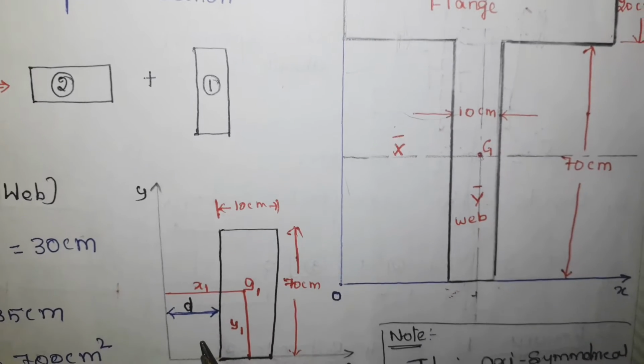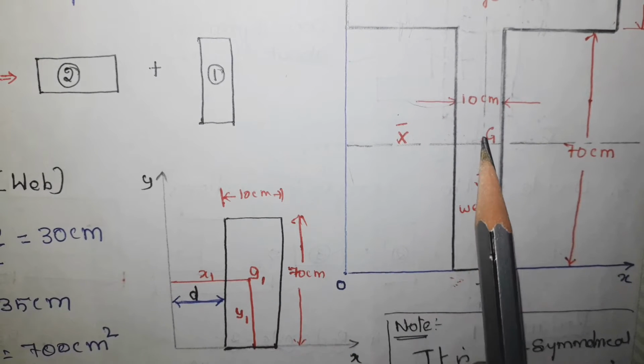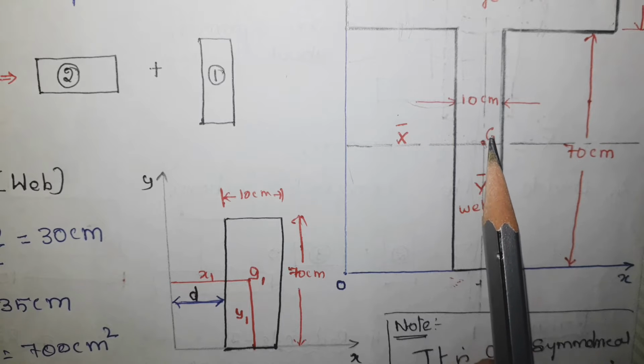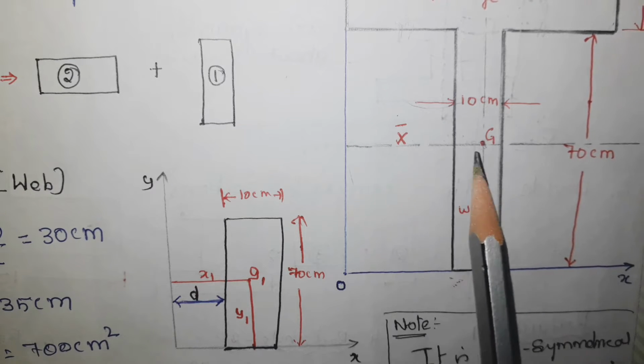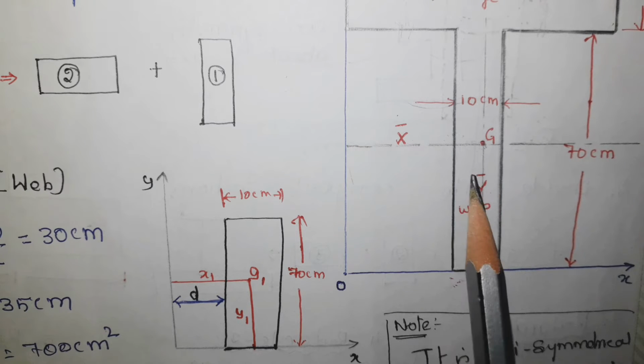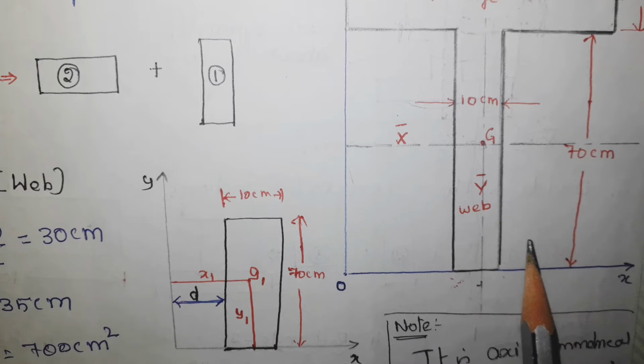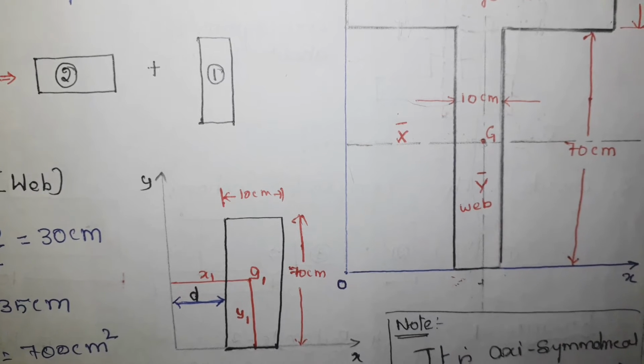And here our main purpose is, let me take this as the approximate centroid, and we have to find this distance, this x bar. X bar is the distance between G and the y axis, and y bar is the distance between G and the x axis. So this is the main objective of this problem.